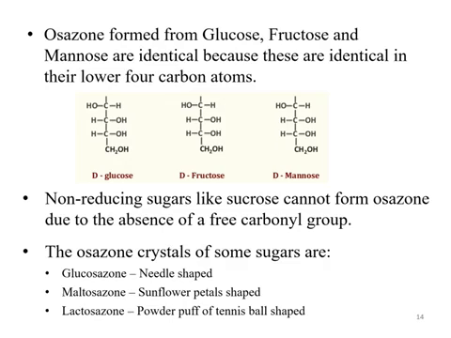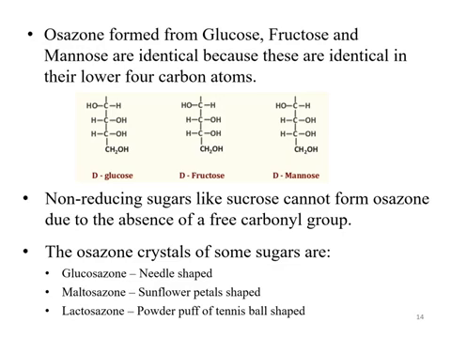Osazones formed from glucose, fructose and mannose are identical because these sugars are identical in their lower 4 carbon atoms. Here you can see the structures of glucose, fructose and mannose, and the last 4 carbon atoms are identical. Non-reducing sugars like sucrose cannot form osazone due to the absence of a free carbonyl group.